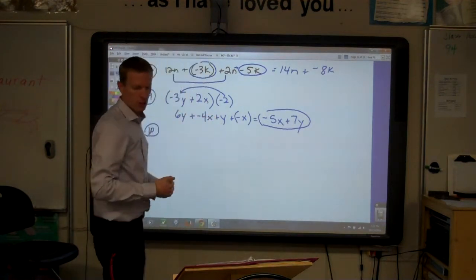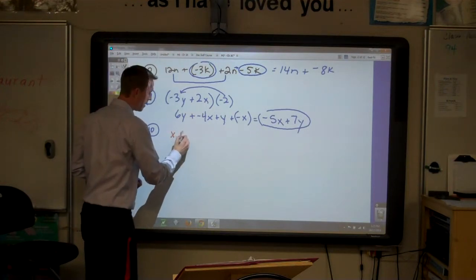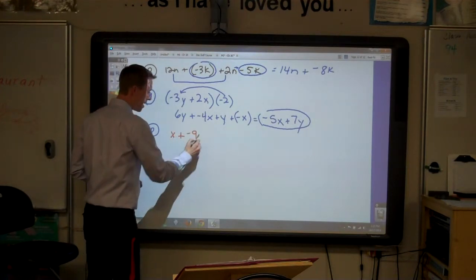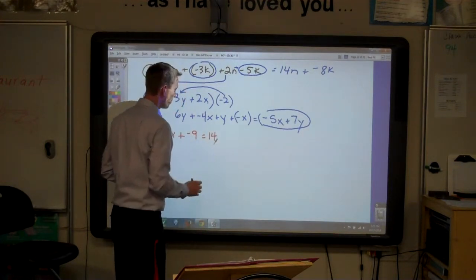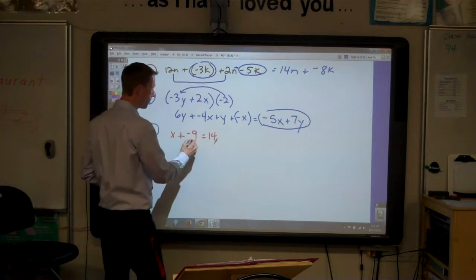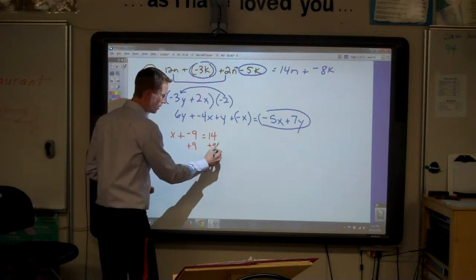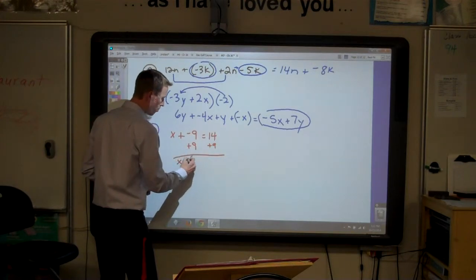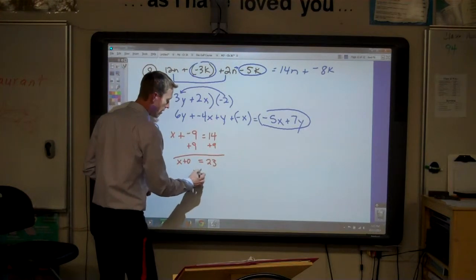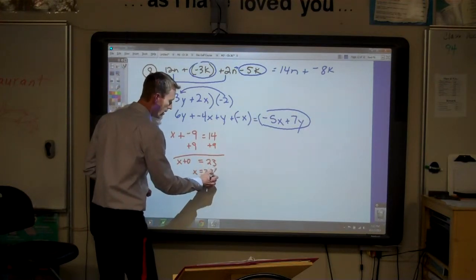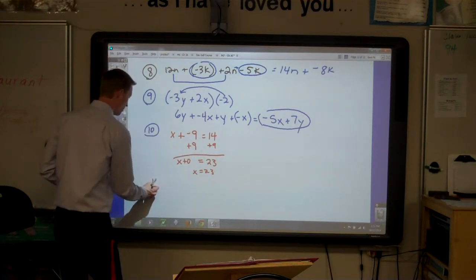This one, you'd have to show your work and add a number to both sides. x plus negative 9 equals 14. That means we have to add the opposite of negative 9, positive 9, to both sides. So x plus 0 equals 23. That proves x equals 23. Number 11.